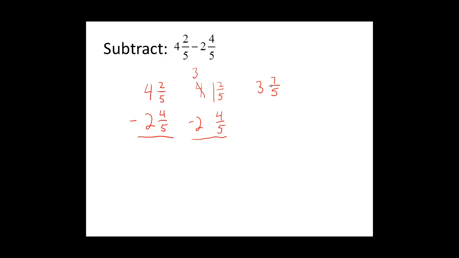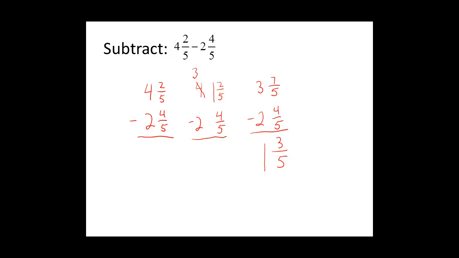Our new whole part is 3, and we write the rest of the problem down. We are now able to subtract the numerators. 7 minus 4 is equal to 3, keeping the denominator a 5. 3 minus 2 is 1. So our answer is 1 and 3/5.